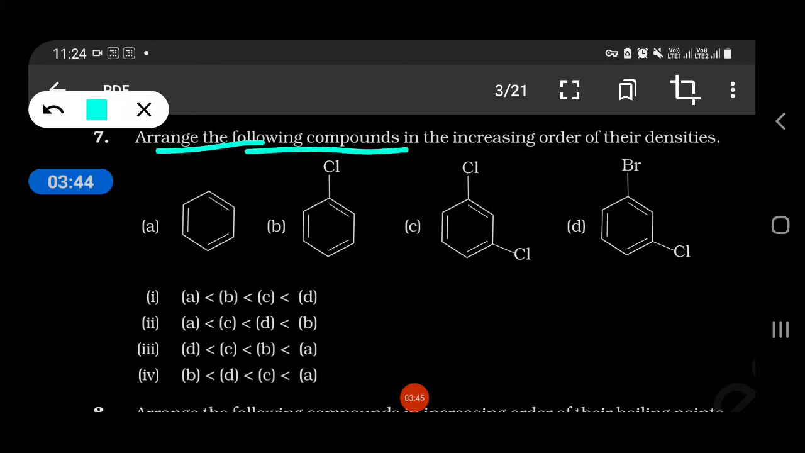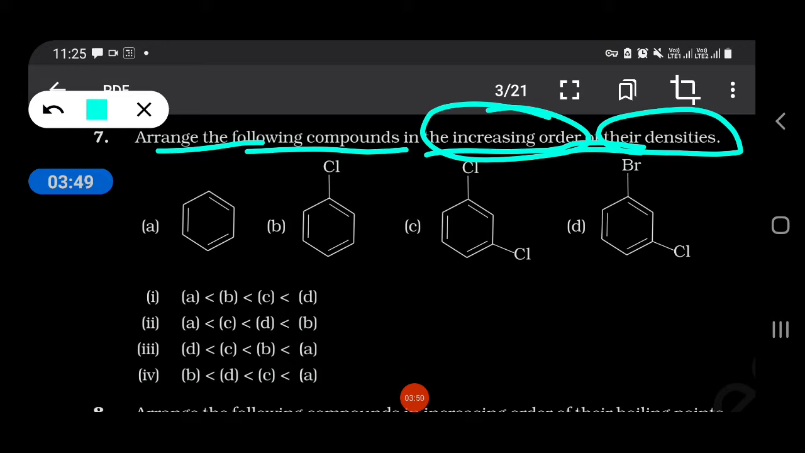Arrange the following compounds in increasing order of their densities. Okay, so this one.